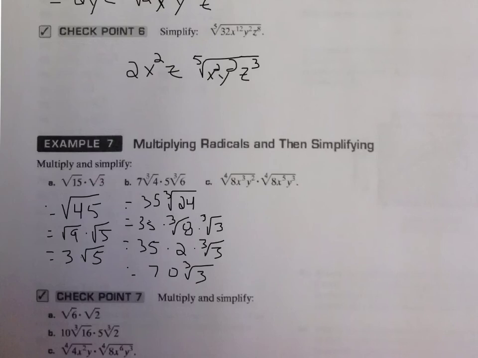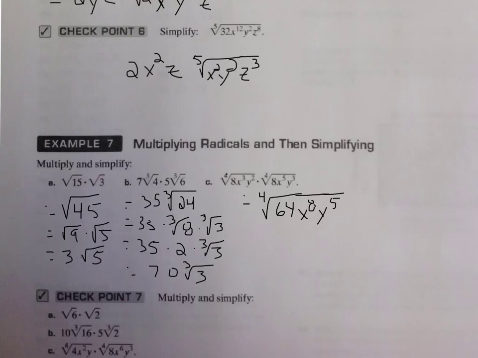Let's look at C. We're going to multiply the 8. Okay, they're both fourth root, and so you can multiply them. So we're going to get the fourth root of 64. 8 times 8 is 64. When we take x cubed times x to the 5th, we're going to add the exponents. So that's x to the 8th, y to the 5th. So we got the fourth root of 64, x to the 8th, y to the 5th.